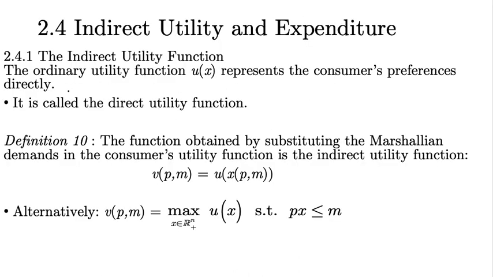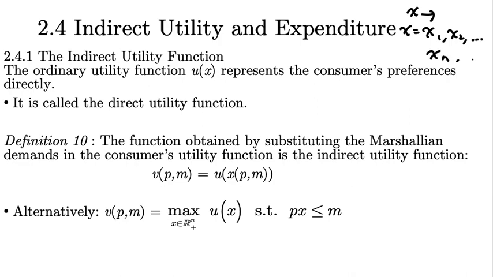So this is what I said to you just now. When we talk about the ordinary utility function, it is denoted as u as a function of x. Remember, if you see x here, it refers to many bundles of goods and services that yield the same level of utility. So x1, x2, until the last one, xn.